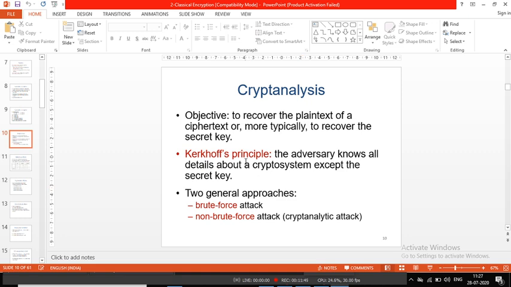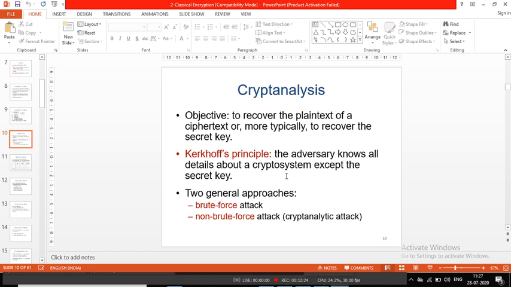And Kirchhoff's laws. It is an important 2-mark question in your first unit. Kirchhoff's principle is nothing but that the adversary, the cryptanalyst, knows all the details about the crypto system except the secret key. The cryptanalyst is the person who is trying to break the security of your system. He can know everything about your system except that secret key. That is called Kirchhoff's principle.